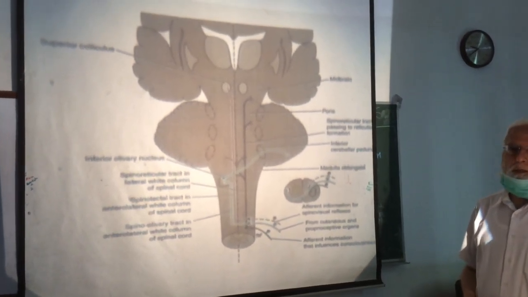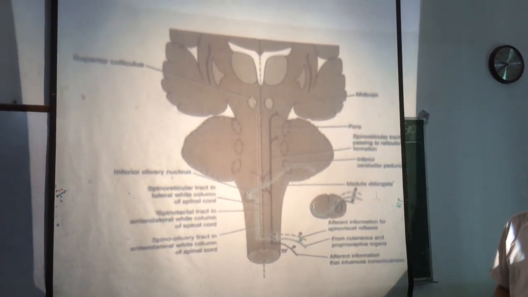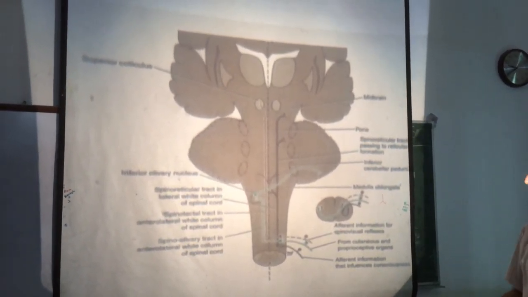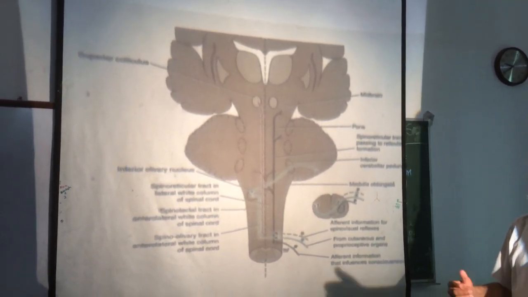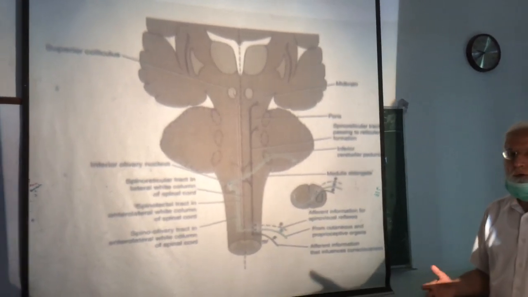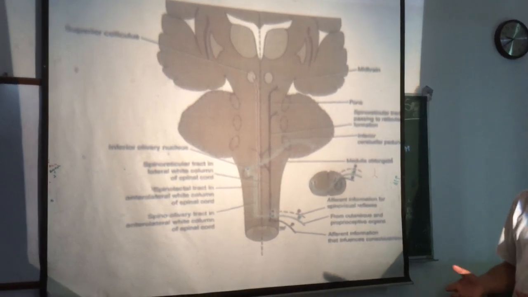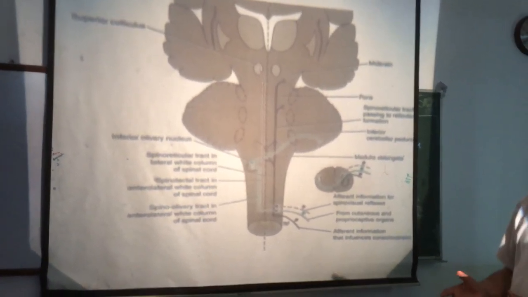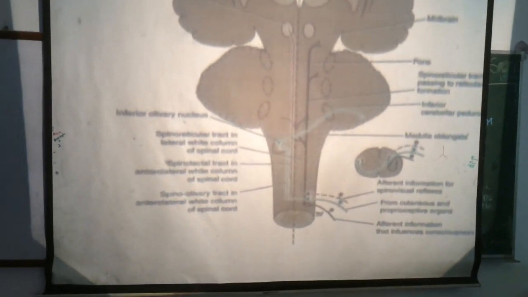Today we'll discuss miscellaneous sensory tracts. This group consists of the spinotectal tract, spinoreticular, spino-olivary, and then visceral afferent pathways.